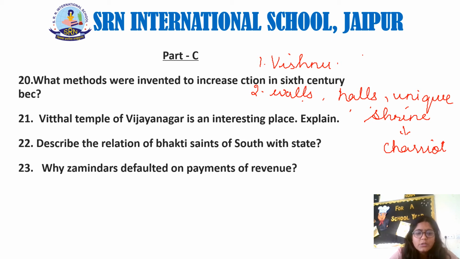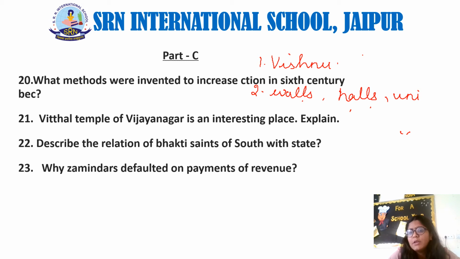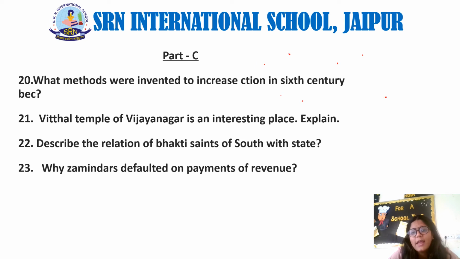Describe the relation of the Bhakti saints of the South with the state. Let me rub it again. Till then, I'll tell you that the Bhakti movement in South India was initiated by two sects, known as Alvars and Nayanars. Alvars, as you all know, were the worshippers of Vishnu, and Nayanars were the worshippers of Shiva. So they started the movement.